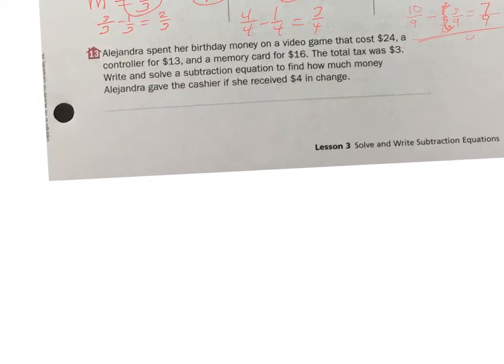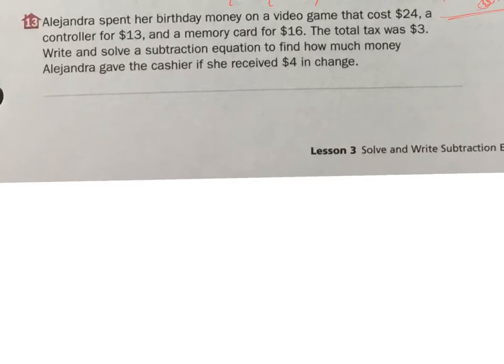Last one, number 13. Alejandra spent her birthday money on a video game that cost $24, a controller for $13, and a memory card for $16. The total tax was $3. Write and solve an equation to find out how much money Alejandra gave the cashier if she received $4 in change. Okay, so the video game was 24, the controller was 13, the memory card was 16, and we got to add $3 for tax.